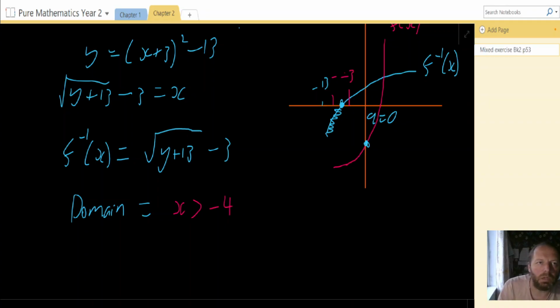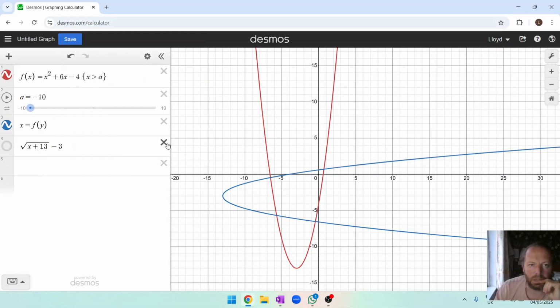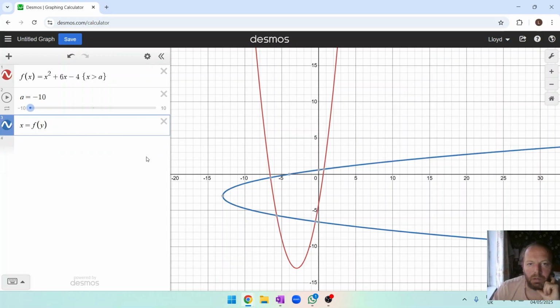Maybe we could look at that in something like Desmos at another date. Okay, so here it is on Desmos for us. You can see that we've used f of x notation, and we have used x equals f of y to draw the inverse on that. I should probably put the y equals x line in there as well, just so you can see the mirror. In fact, that makes it complicated.